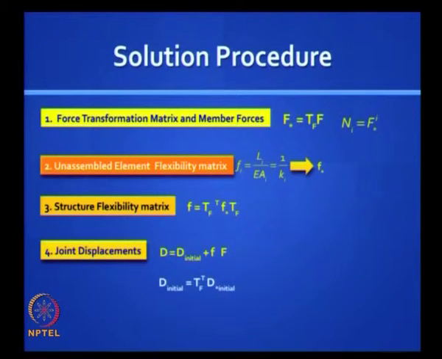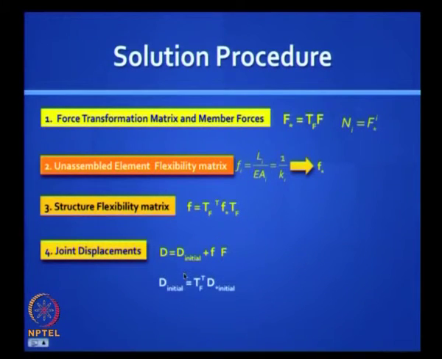First you find the TF matrix, then you write down the unassembled elements flexibility matrix. From the TF matrix itself directly you can get the bar forces in that step itself, then the structure flexibility matrix, then the joint displacement. In the joint displacements do not forget to include the initial joint displacement.